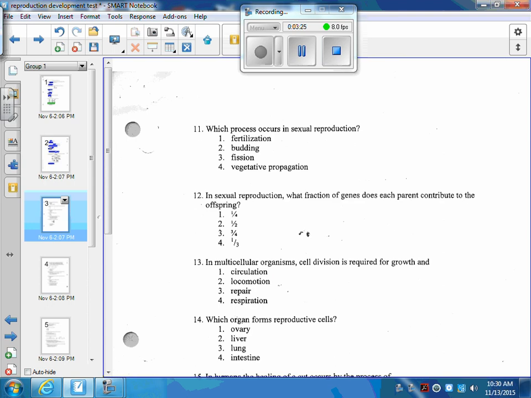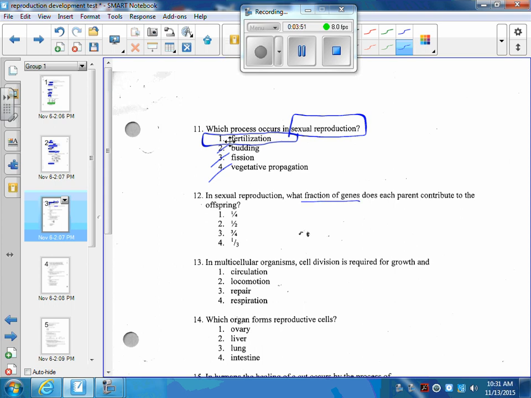Question number 11. Which process occurs in sexual reproduction? Well, budding is asexual. You're out. Fission is asexual. You're out. Vegetative propagation is also asexual. So sexual reproduction requires two parents. The egg and the sperm will join, and fertilization will occur. This is the choice. In sexual reproduction, which fraction of the genes does each parent contribute? You're getting half from the mom and half from the dad. 1/2 plus 1/2 equals one whole zygote.